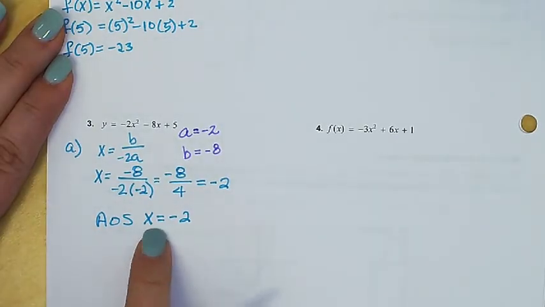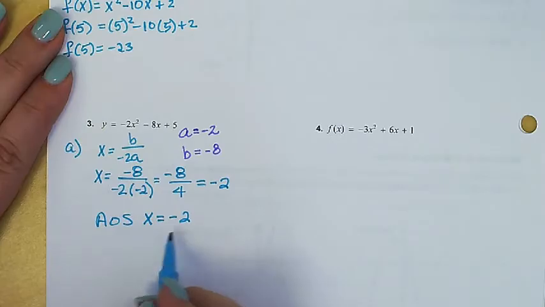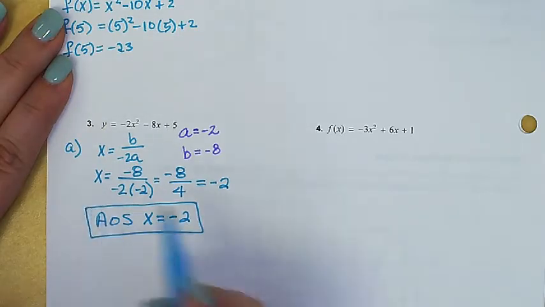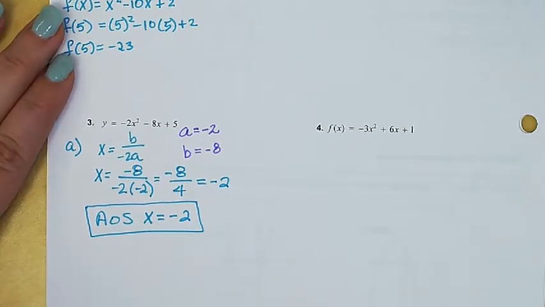Notice I always say x equals because it's a line. This is actually the equation of a line, but it's a vertical line. So remember, vertical lines are always x equals and then the number. So there is our axis of symmetry.